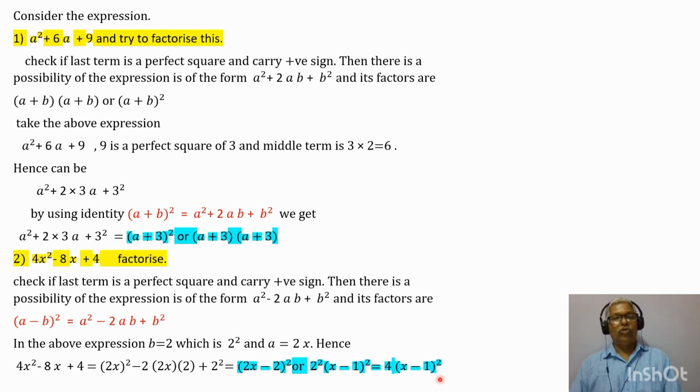So go through it again, or do it yourself, try to understand these steps, and you will find it very easy to check whether any given expression has factors and can be factorized using an identity. These are the first two identities, and you have factorized this using this identity. So we go ahead after learning this.